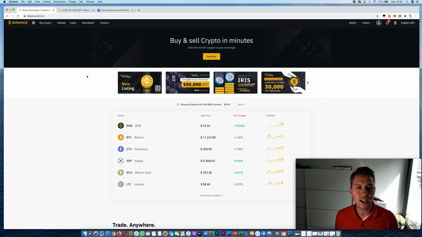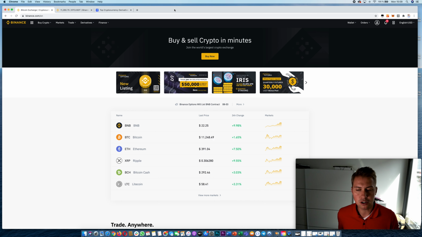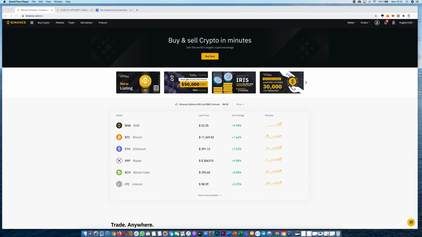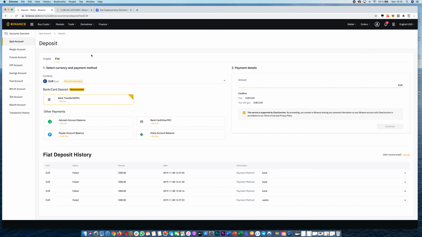So once you have an account, the first thing you need to do is put money into your account. And there are several options to do that. I will move that window to the side. So the first option would be to buy cryptocurrencies on Binance. You can do that via either your credit card or via money transfer.